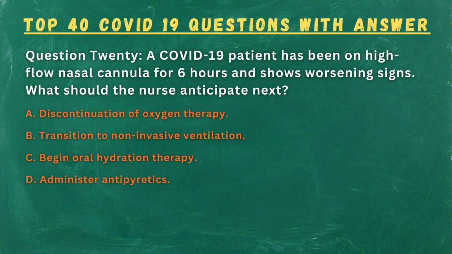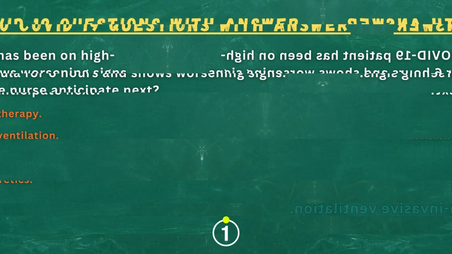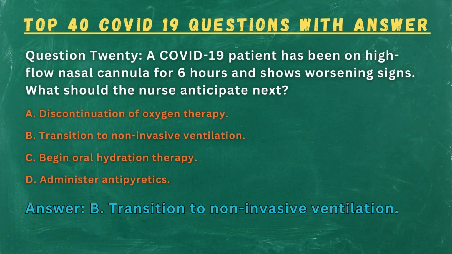Question 20. A COVID-19 patient has been on high-flow nasal cannula for 6 hours and shows worsening signs. What should the nurse anticipate next? A. Discontinuation of oxygen therapy. B. Transition to non-invasive ventilation. C. Begin oral hydration therapy. D. Administer antipyretics. Answer: B. Transition to non-invasive ventilation.